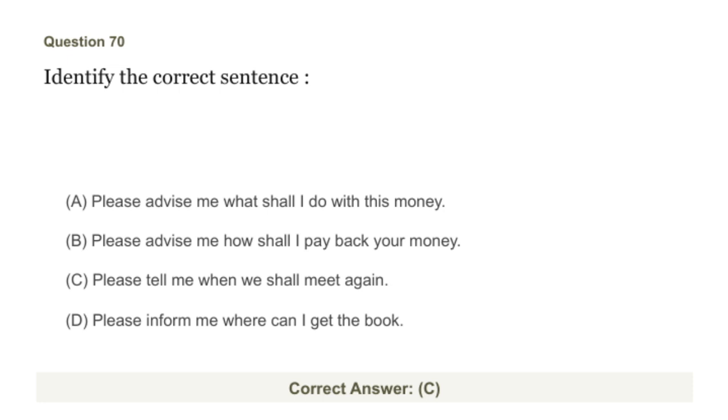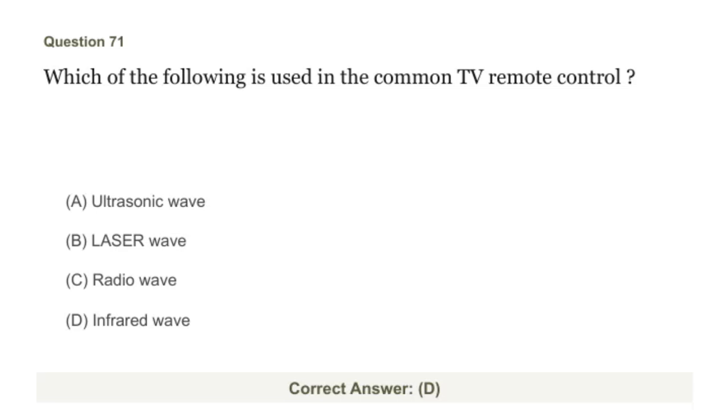of a future meeting. The correct answer here is D, infrared wave. Now, let's talk a bit about why that is. When we think about common TV remote controls, they're actually using infrared waves to communicate. These waves are a type of electromagnetic radiation, just like visible light, but with a longer wavelength. Unlike ultrasonic or radio waves, infrared waves are perfect for remote controls because they can easily pass through the air and are safe for everyday use.